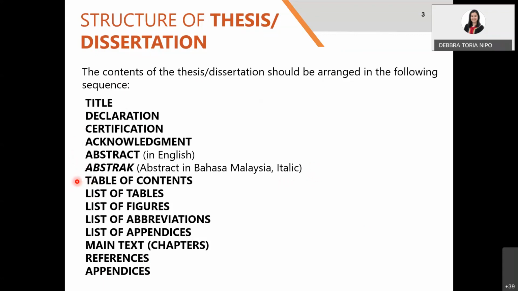And then we have a table of contents, list of tables, list of figures, abbreviations, appendices, and followed by the main text, which is your main chapters, chapter 1 until chapter 5. And then followed by references and appendices, if any. Appendices is the plural form of appendix. So if you only have one appendix, you should just use appendix. If you have more, then you use appendices.